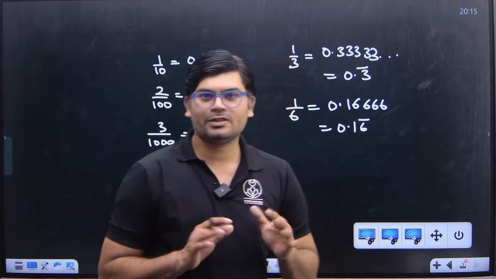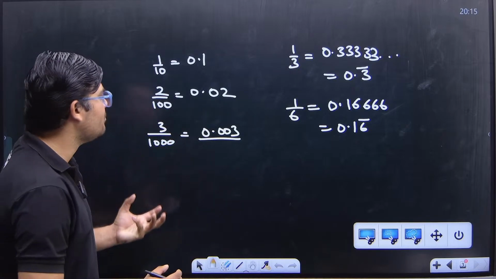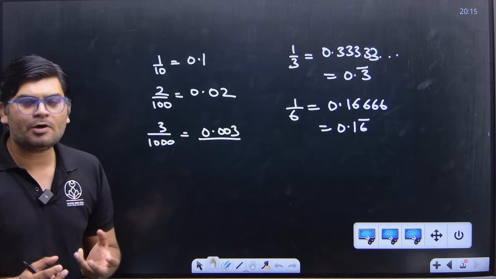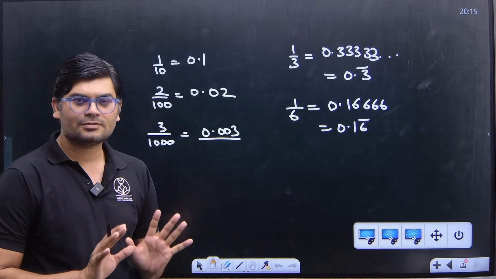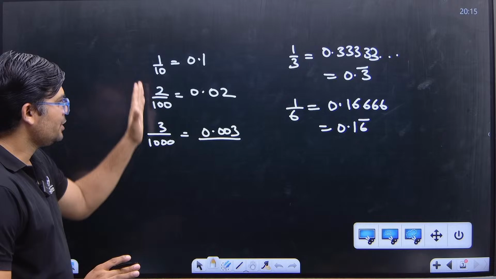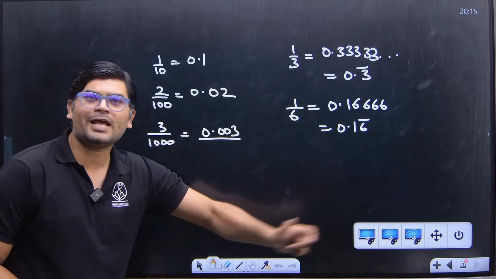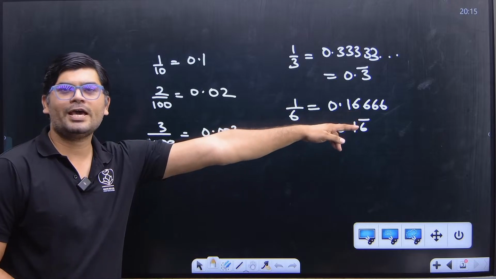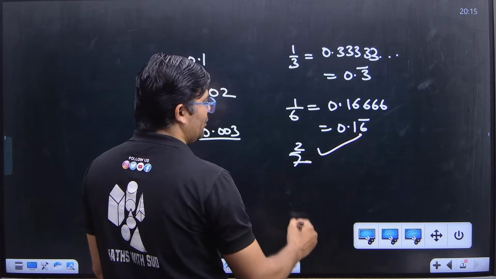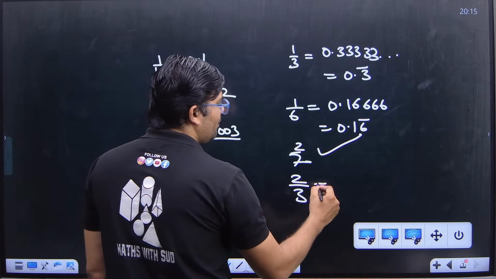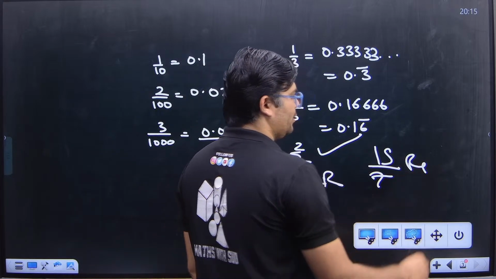Are you in agreement with this? The number whose denominator, the fraction, the rational number whose denominator is a multiple of 10 will always terminate. Are you in agreement with this? Yes, sir. You see? And if the number is not having the denominator of the form of 10, then it will always repeat. If I ask you what about 2 by 7, it will be repeating. If I ask you what is 2 by 3, it will be repeating. If I ask you what is 15 by 7, it will be repeating.